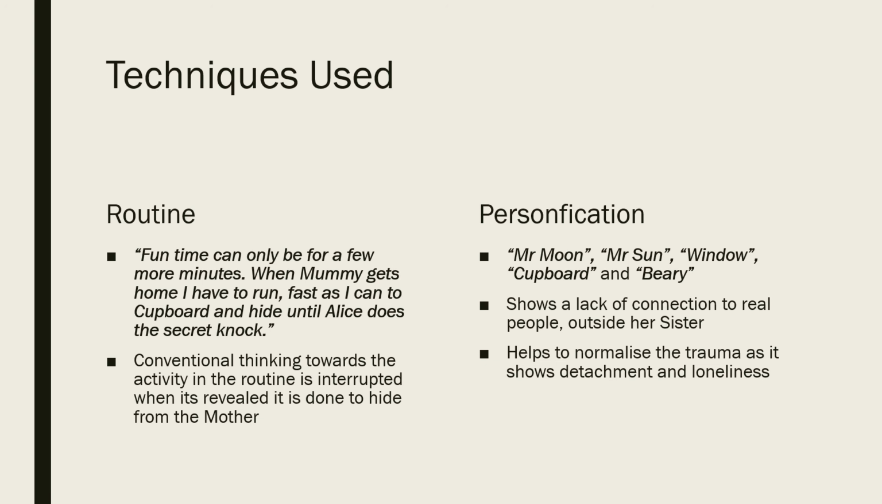Finally, I also personified some of the objects surrounding the characters. As seen from the references to Mr. Moon, Mr. Sun, window, cupboard, and berry, we can see that this character lacks in emotional connections with other people. Though the character mentions a relationship with their sister, it is clear that many of the developing relationships and acquaintances of this character are with objects. This then helps to normalize the trauma as it shows the detachment and loneliness that this character sees as normal.